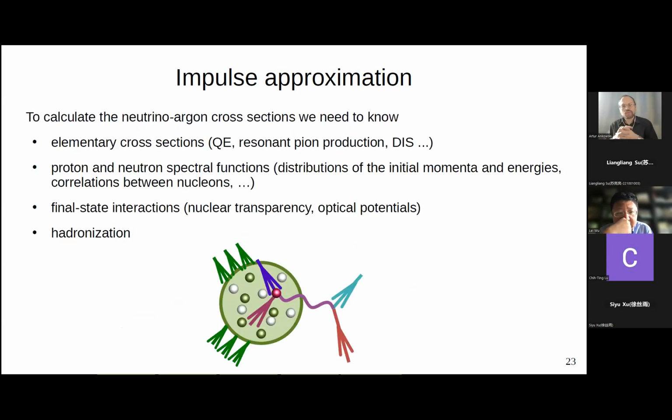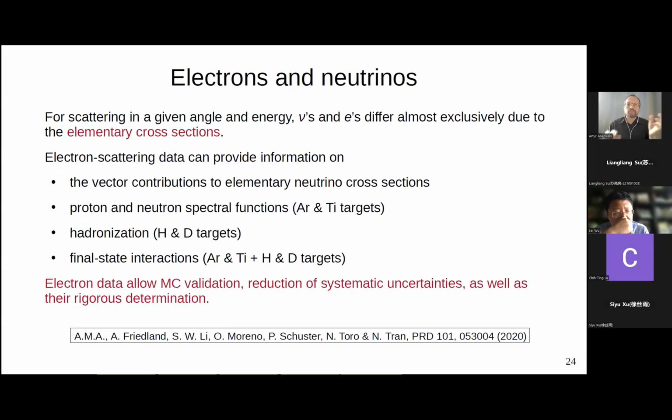In this regime, to calculate the cross-section for neutrino scattering on a nucleus, we need to know the elementary cross-sections for every channel of interest, so quasi-elastic, resonant pion production, and deep inelastic scattering. And we need to average them over the distribution of the initial proton and neutron momenta and energies. Those distributions are called the spectral functions. And to predict particular final states, we need to account for final state interactions and do the hadronization right. But the good thing is that electrons and neutrinos probe, at least in the impulse approximation.